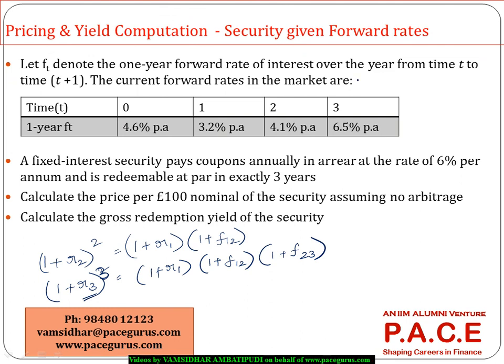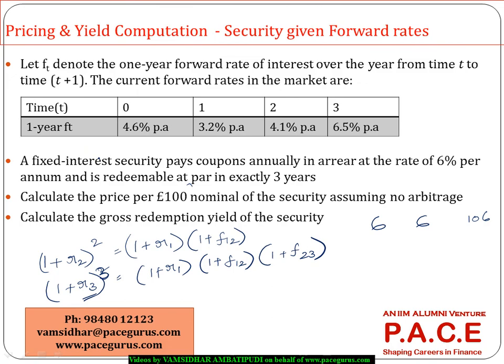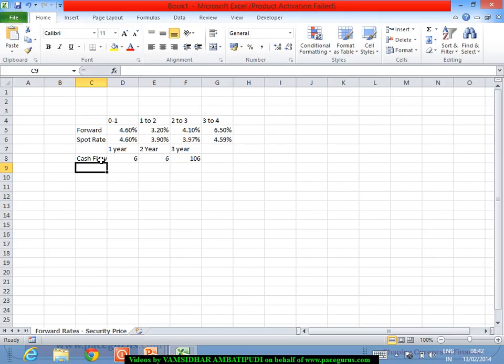That's one thing, but my intention is not the spot rate. I have to find out the price of the security. Because it's an annual coupon based security, the cash flows in the first year are 6, second year are 6, and third year the cash flows are 106, because even the principal will be refunded. The nominal value or face value also will be refunded at the end of the redemption period.